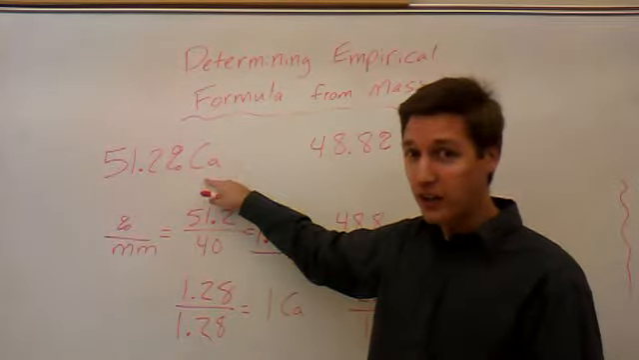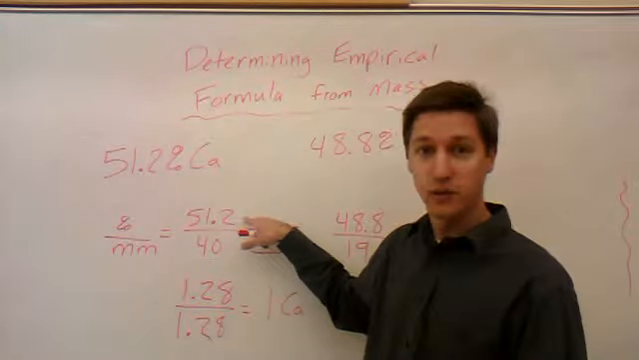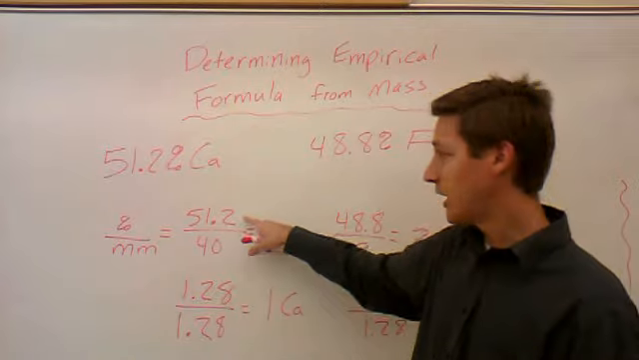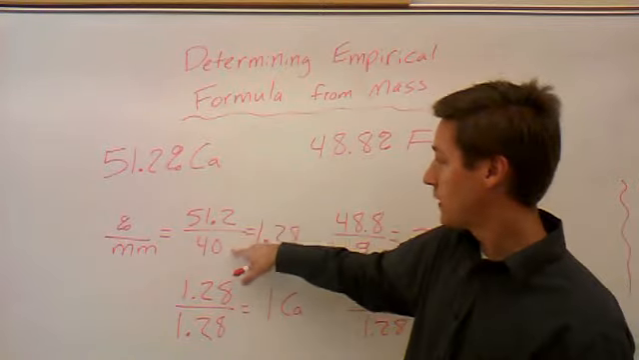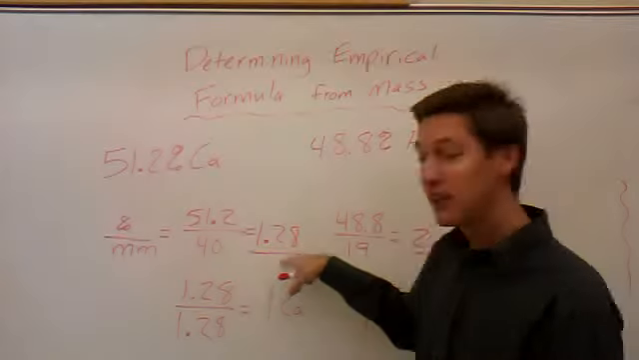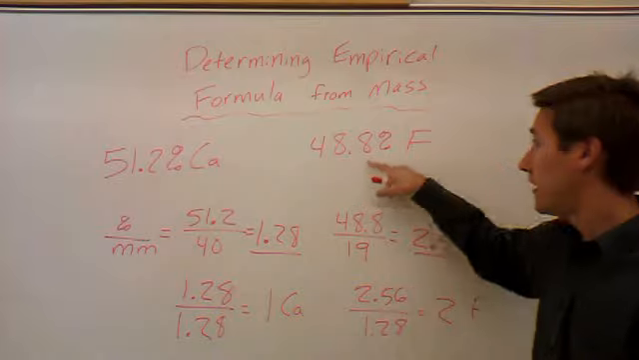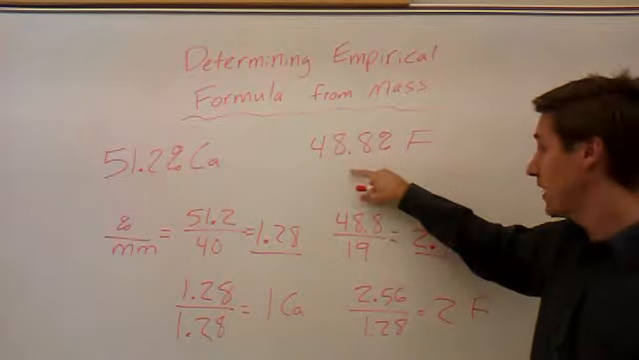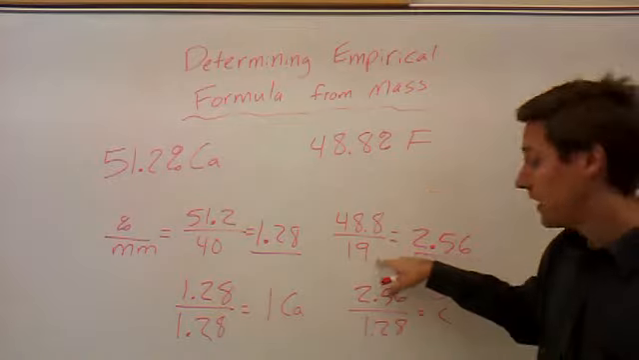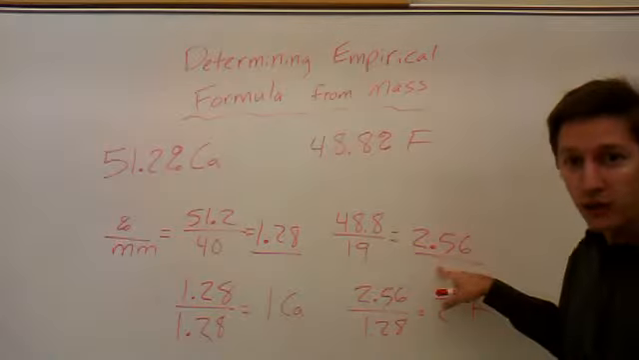If you add 100 grams of this substance, you would then have 51.2 grams of calcium. So in 100 grams, you would have 51.2 grams, and the molar mass is 40. So how many moles of calcium would you have? You'd have 1.28 moles. If you had 100 grams of the substance, you'd have 48.8 grams of fluorine, the molar mass of fluorine is 19, and that'll tell you how many moles of fluorine you'd have.